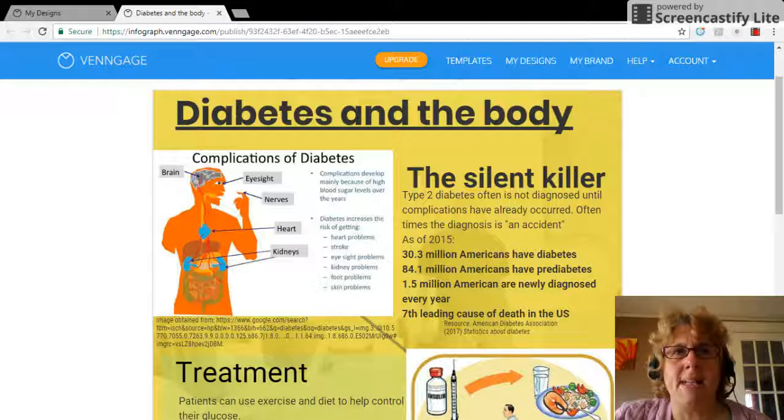Type 1 diabetes is when the body produces no insulin. The body's immune system destroys the insulin-producing cells, which are called beta cells, in the pancreas. Diabetes affects many parts of the body. As you can see by my graphic, the brain is affected.